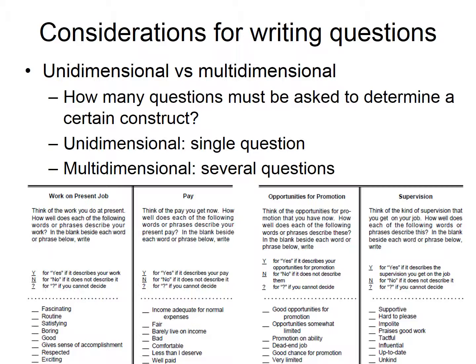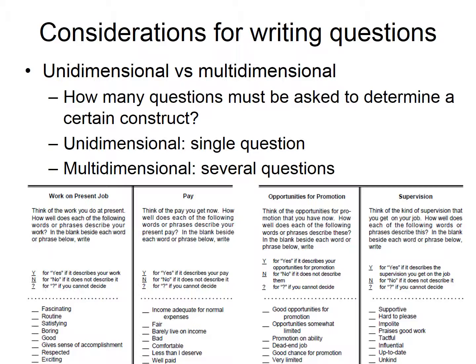Unidimensional scales are really quick and easy. We don't really have to worry about reliability. As long as the question is written well, there really is no check for reliability. It's a single item. We can't really compare it to anything. Now, we can look for its validity. Does it relate to things we'd expect it to?